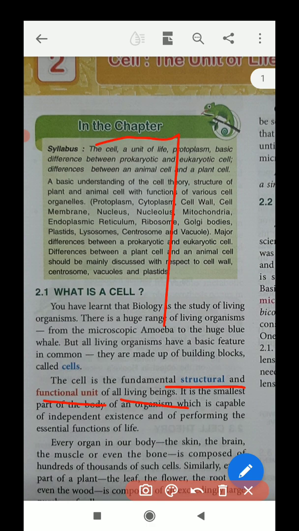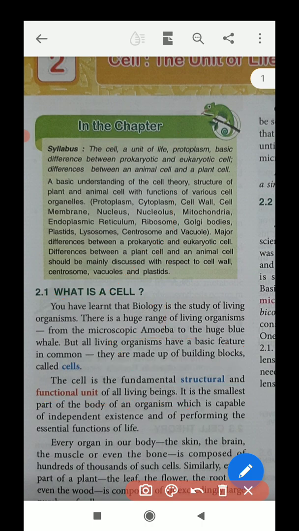Similarly, it is so small that we cannot see it with the naked eye. A cell is the same thing, applicable for living organisms, living beings. So this is what it says here: they are made of building blocks. If you read, students, everything is written here properly.